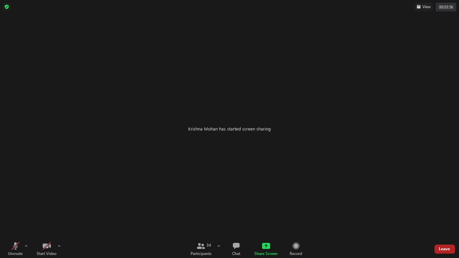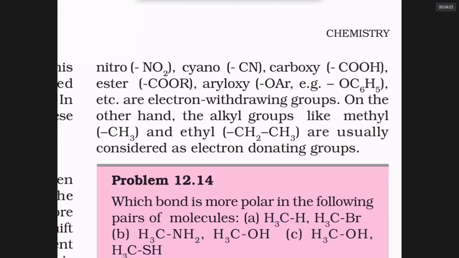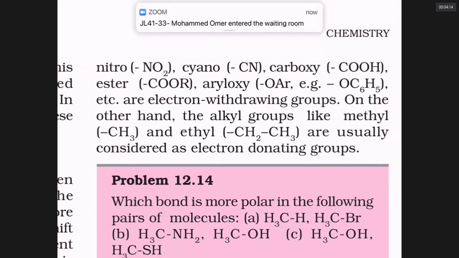These are groups like halogens, NO2, CN, COO, COOR, OAR, OC6H5. All these are electron withdrawing groups. They are minus I groups. The methyl, the ethyl, the propyl, the copper, the zinc, the aluminum, all of them are plus I groups. Electrons flow away from the first set and towards the carbon chain from the second.